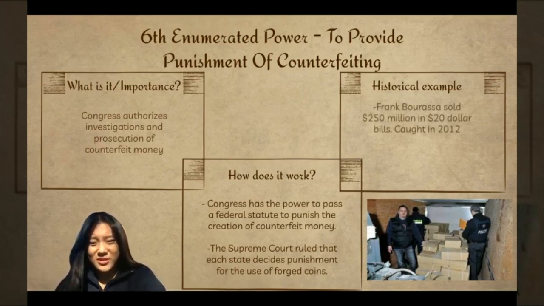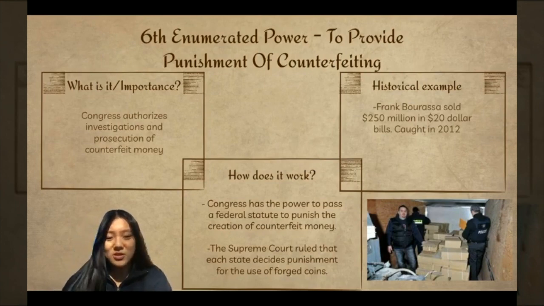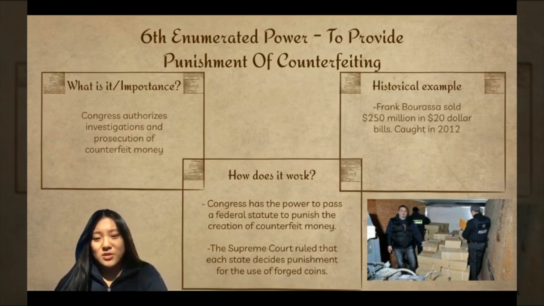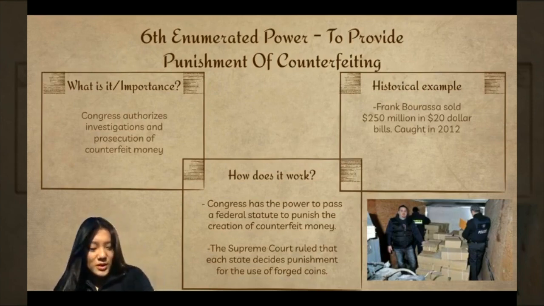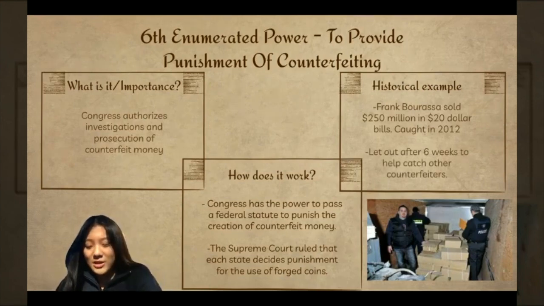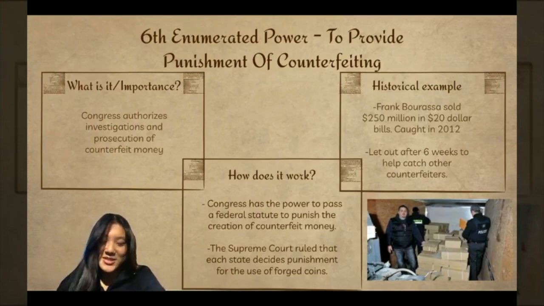And then for the historical example, Frank Bourassa sold over $250 million in $20 bills, and he was caught in 2012. But he was let out after 6 weeks to help catch other counterfeiters.